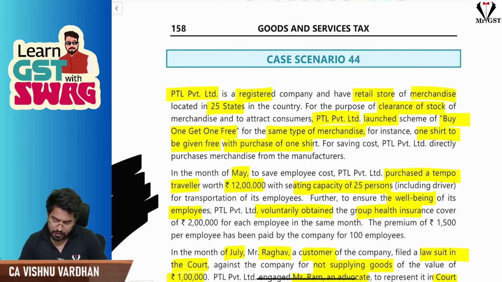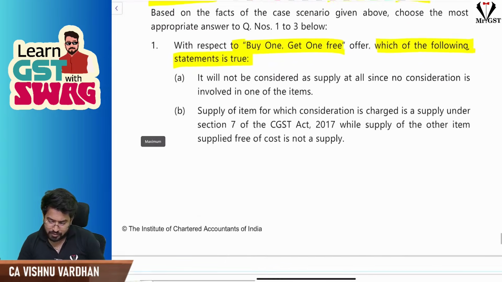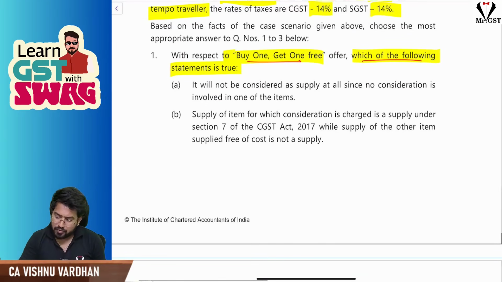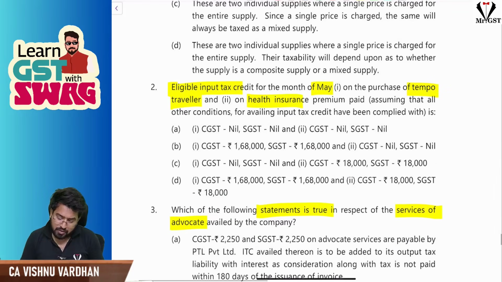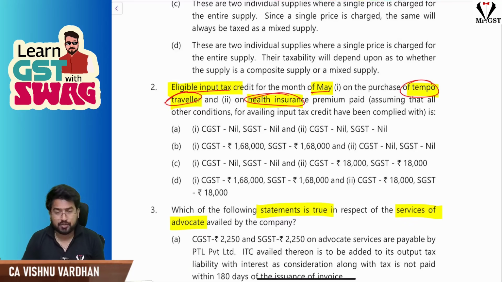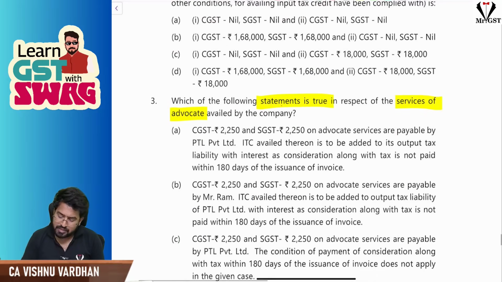Now, in this case scenario, there is one super duper point. They are asking about the buy one get one offer. What is the following statement which is true here actually? Next, with respect to eligible ITC for the purchases of May month, regarding the tempo traveler and health insurance, we have to check. Next, which of the statements is true with respect to services received from an advocate?